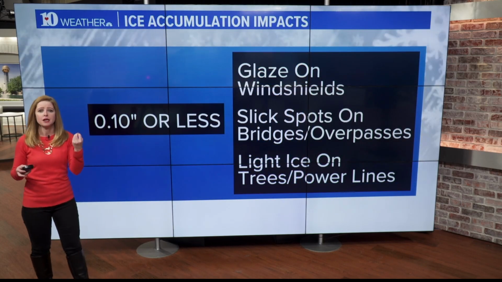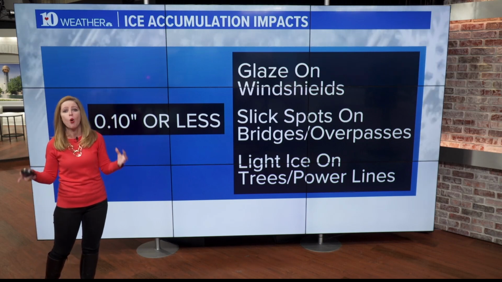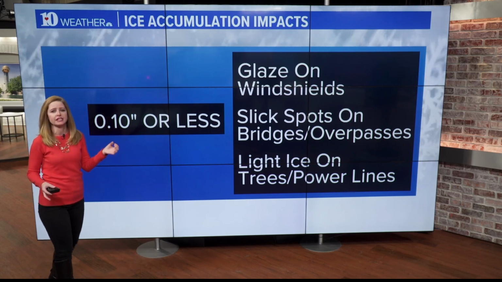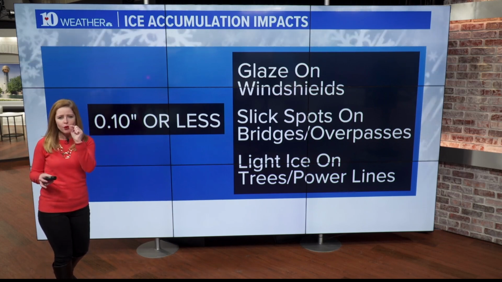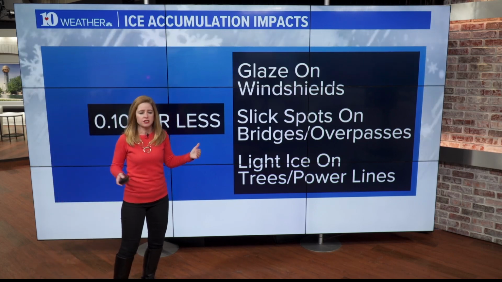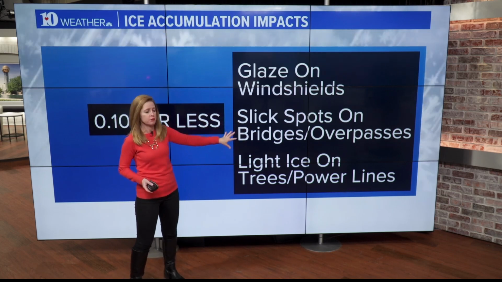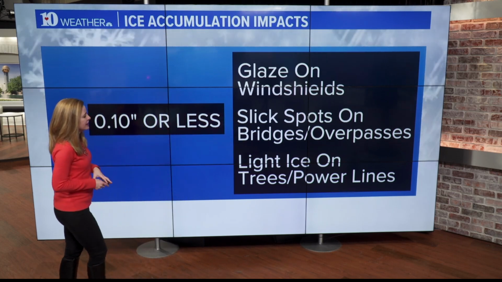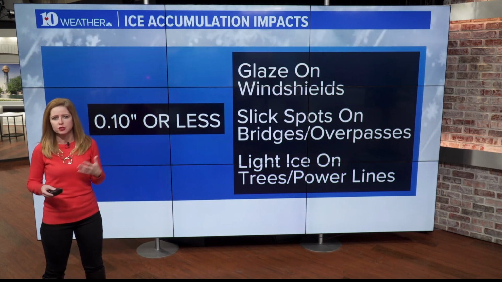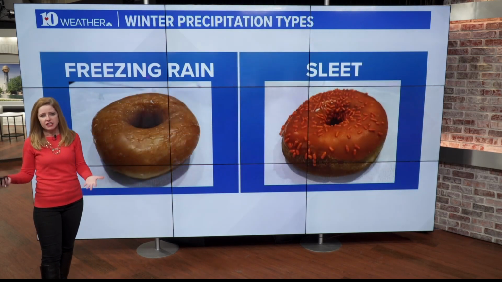As far as the amount that we could see, first of all, rates are going to be very light. We're not expecting pouring amounts of this. We're talking about 1/10 of an inch or less. It'll probably be more like a couple hundredths. But even that couple hundredths can create a thin glaze on windshields, on sidewalks. You could have some slick spots on bridges and overpasses. Those will be the first ones to see an impact from this. You could also have light ice on trees or power lines. With this event, we don't really expect that to be too much of an issue because we're just not going to see enough ice. But you could notice that, and if the weight is already there, the ice could weigh a lot.